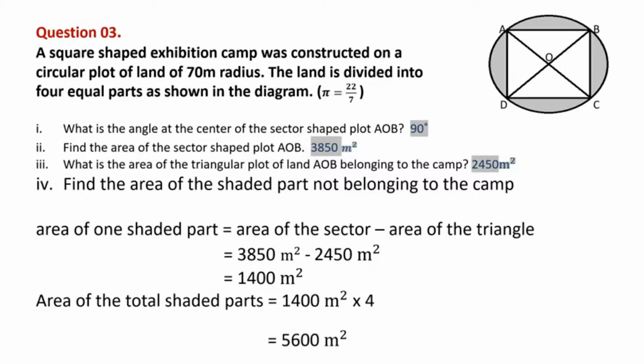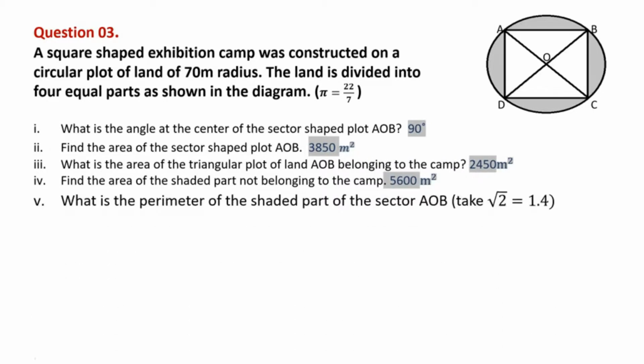The last part of the question tells us to find the perimeter of the shaded part of the sector. That is the small shaded region we have to find. So first of all, let's find the arc length. Since this sector is a quarter circle, you can apply the equation for the circumference of a circle, that is 2 pi r divided by 4. By applying the equation and substituting the values, you get the arc length as 110 meters.